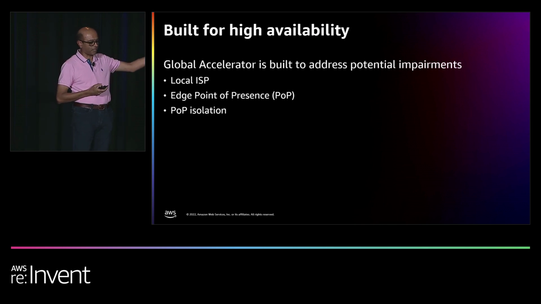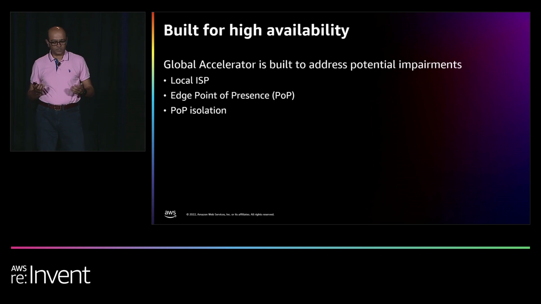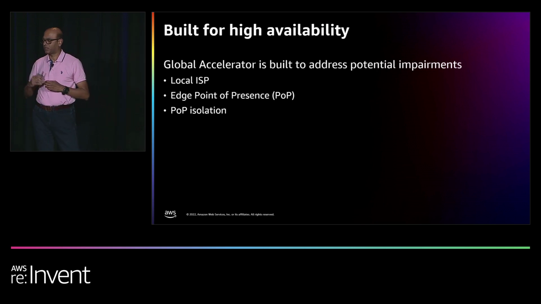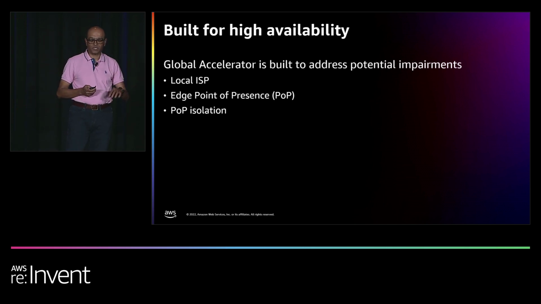I mean, here are just some examples of potential impairments that could happen, right? Local ISP issues, or something happening at the edge point of presence, or maybe an entire POP getting isolated from a backbone. So we've accounted for each of these scenarios and many more so that you don't need to worry about them and can just deliver your application with confidence using Global Accelerator. So let's look beneath the hood at some of the measures that we've taken to account for these various stress points in Global Accelerator.